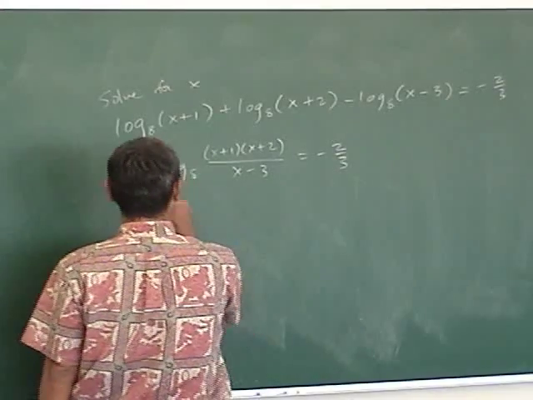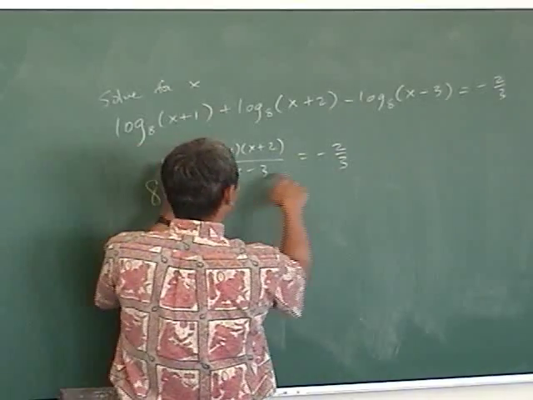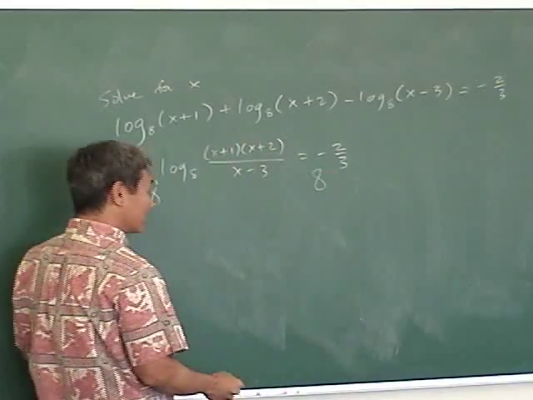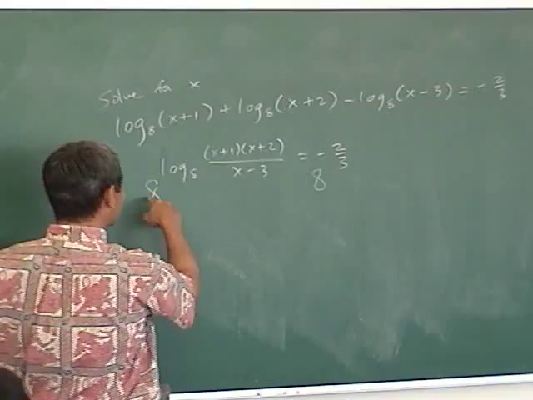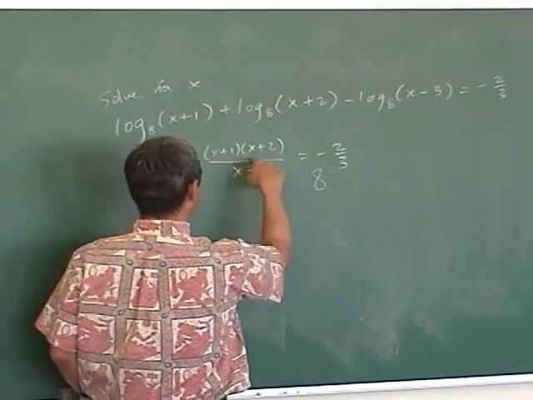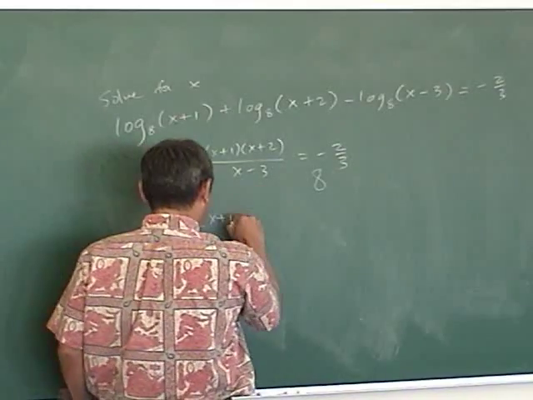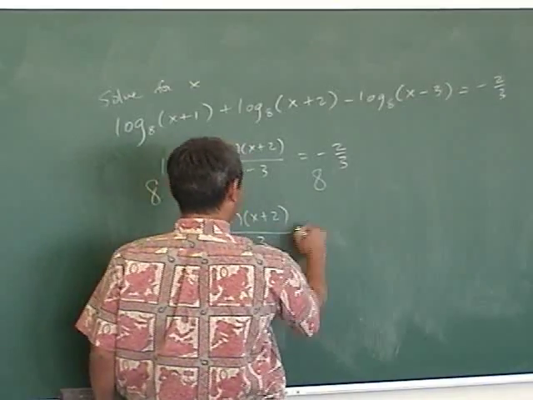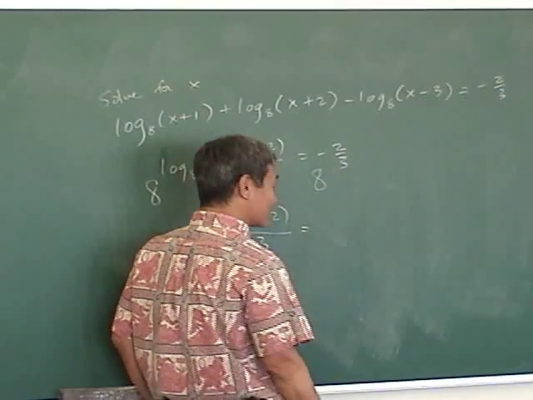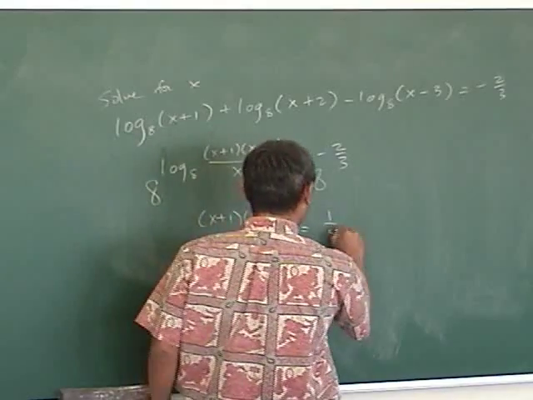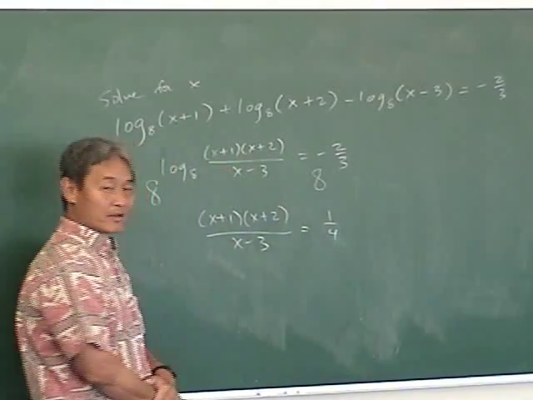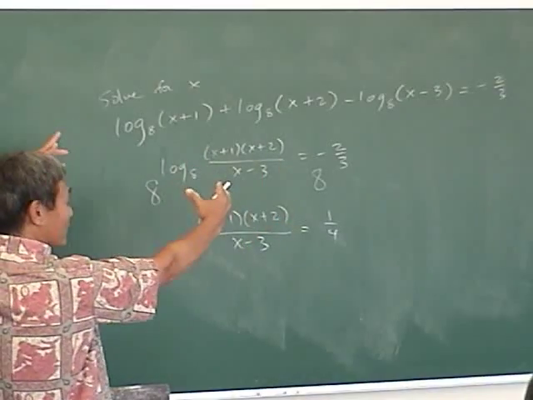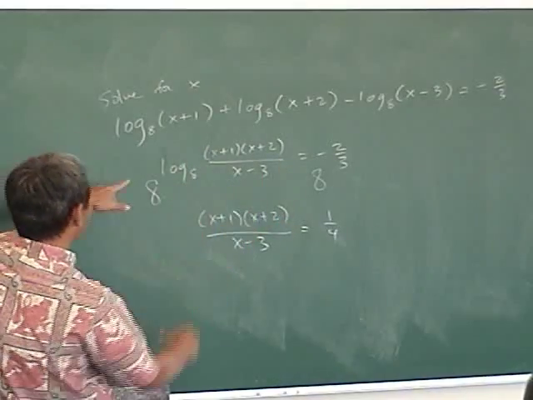So, think about it. If gorilla equals banana, then 8 to the gorilla got to equal 8 to the banana, right? And what is 8 to the log base 8 of cheetah? Cheetah. It's cheetah. Oh, now I get it. And what is 8 to the negative 2/3? 1/4. And now you reduce it to an algebra 1 equation. So you combine all the logarithms together using your properties, and then you know how to get rid of the log, right?